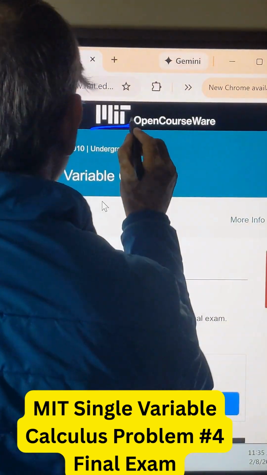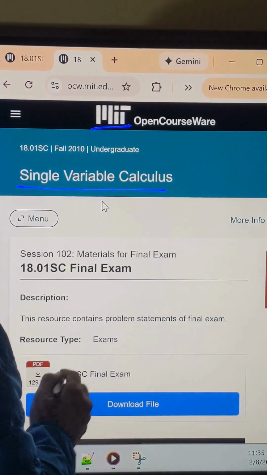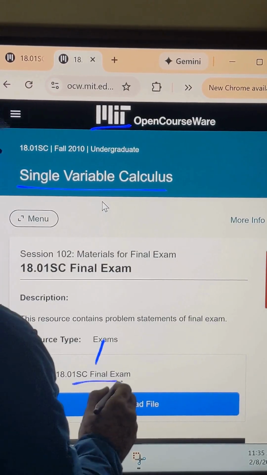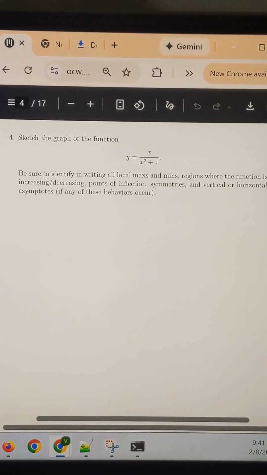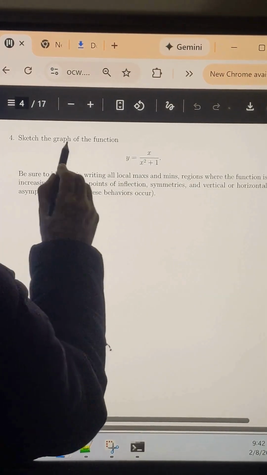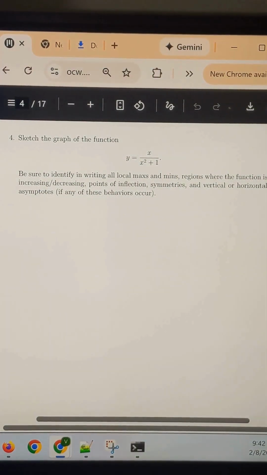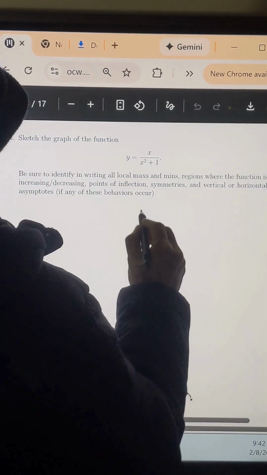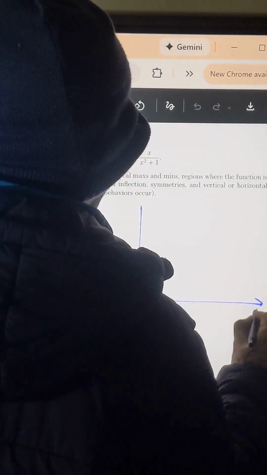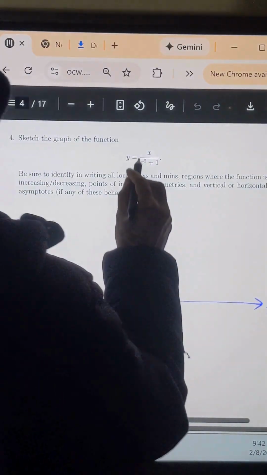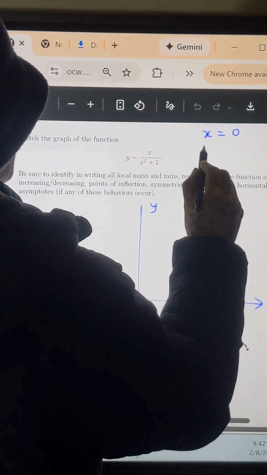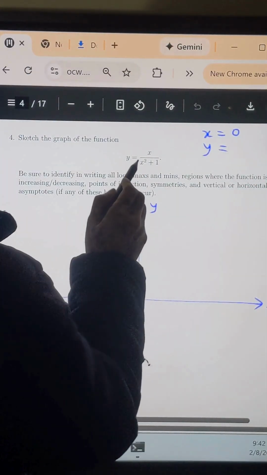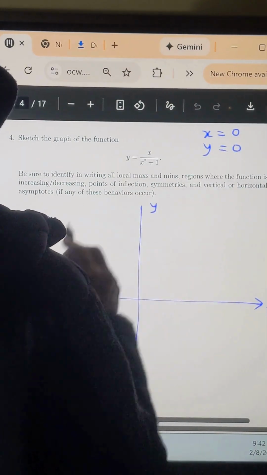Take a look at the MIT single variable calculus final exam problem. This is problem number 4, and we are required to sketch the graph of this function. So let's do that. I plot an x-axis and y-axis, and let's see what's going on. When x is equal to 0, y is equal to 0 upon 0 plus 1, which is 0.